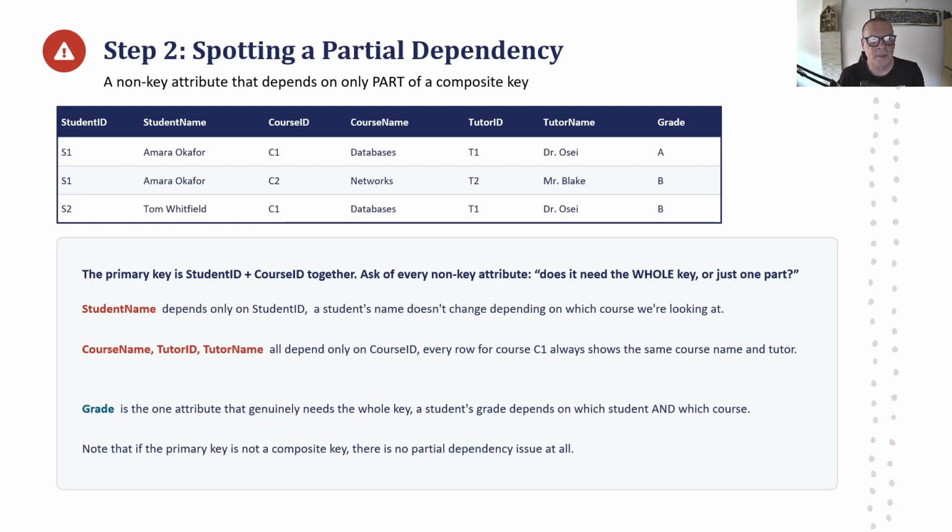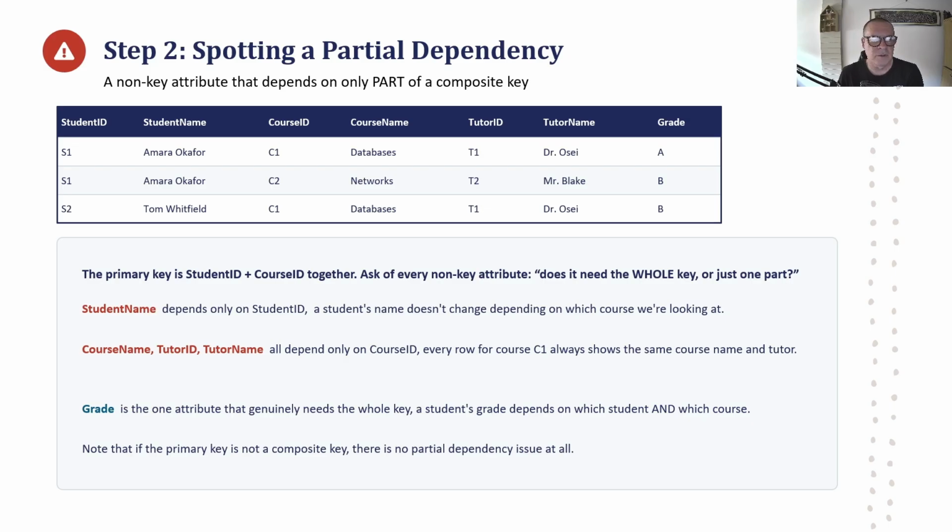Same for course name, tutor ID and tutor name. They all depend just on the course ID. They don't depend on the student ID. So another partial key dependency. The only thing that actually belongs to student ID and course ID together is grade, because that does vary for every single combination of the 2.